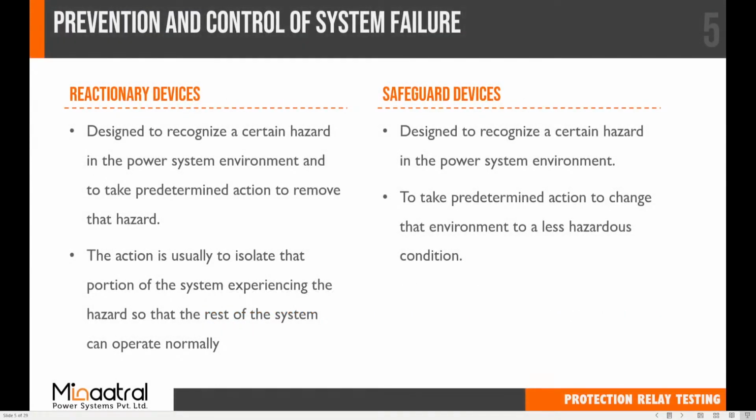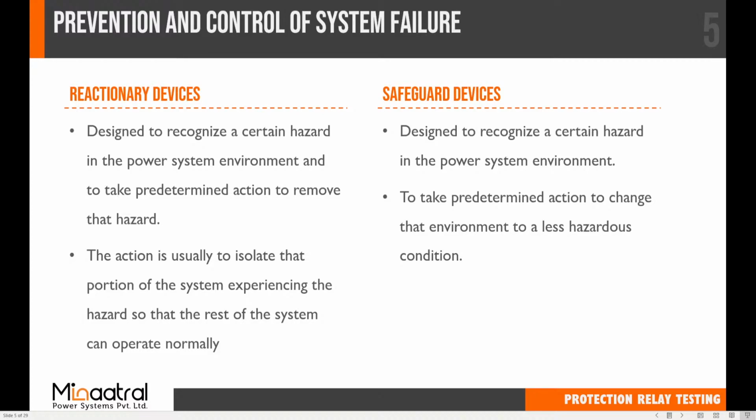When we look at a protection system, we already know that the objective is prevention and control of system failure. You not only want to prevent system failures, but you also need to control the level of failures that could happen and minimize the effects. I would like to see this in two ways. One classification is what we call reactionary devices, and the other is safeguard devices.